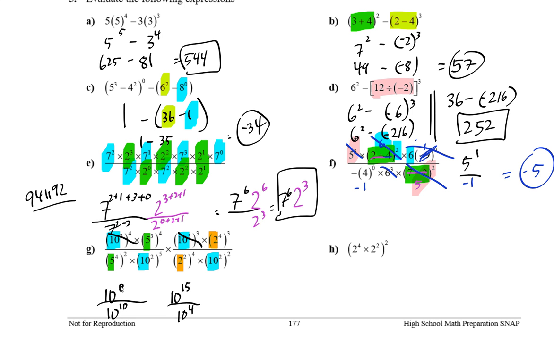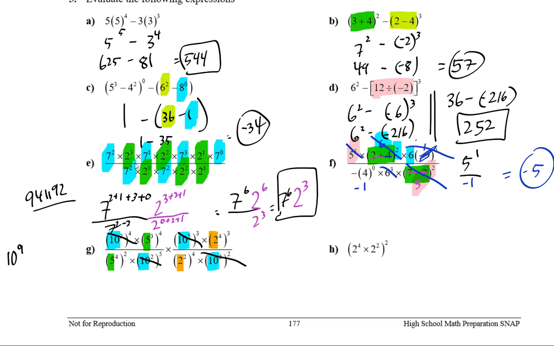So for the 10s, on top, we have 8 plus 15. And 8 plus 15 is 23. So I'll just write maybe over here 10 to the power of 23 on top. And on the bottom, we have 10 to the power of 10 plus 4, which is 14. And if we do 23 minus 14, because we're dividing them, same base, that's 10 to the power of 9. So we've got all of the 10s taken care of. We don't need to think about them anymore.